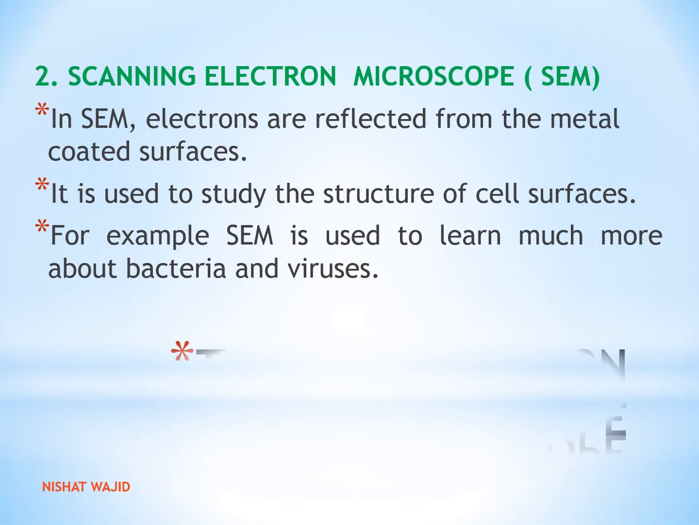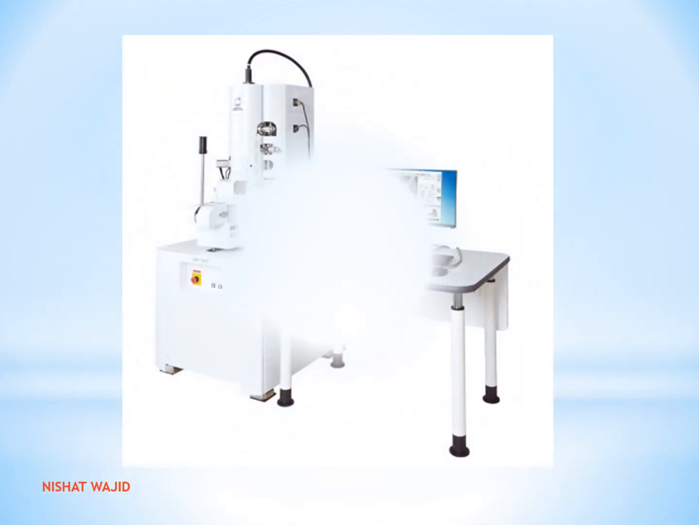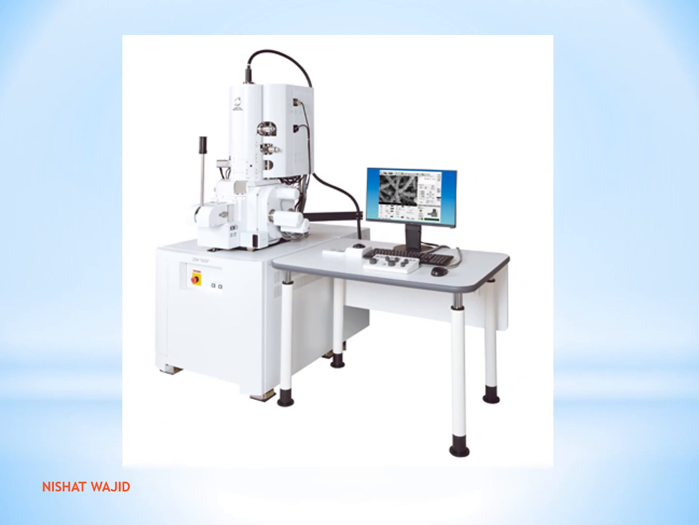Second type of electron microscope is scanning electron microscope, SEM. In SEM, electrons are reflected, meaning thrown back from the metal-coated surfaces. It is used to study the structure of cell surfaces. For example, SEM is used to learn much more about bacteria and viruses. This is the diagram of scanning electron microscope. This is also complex like other type.